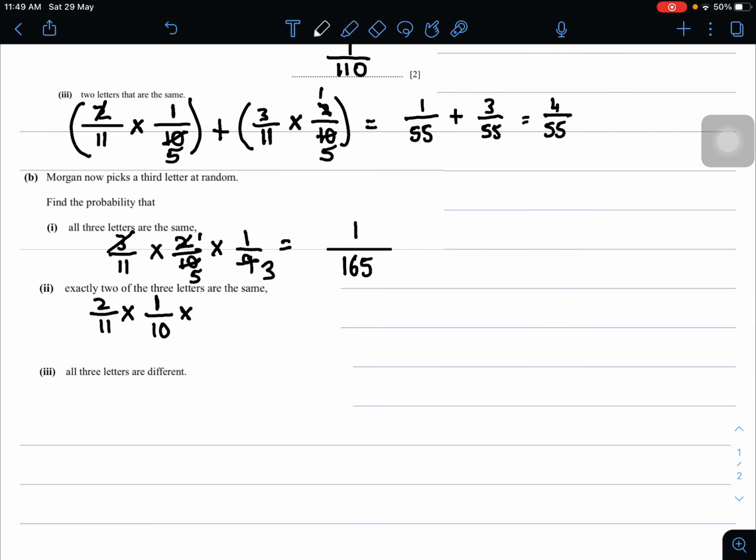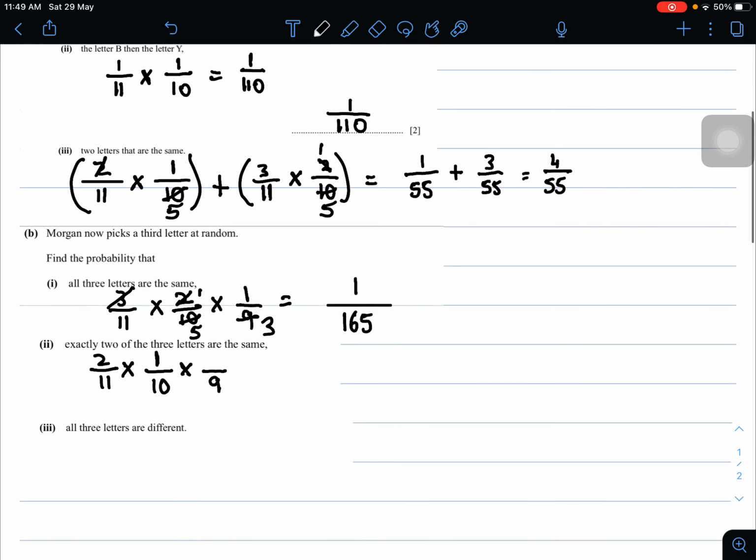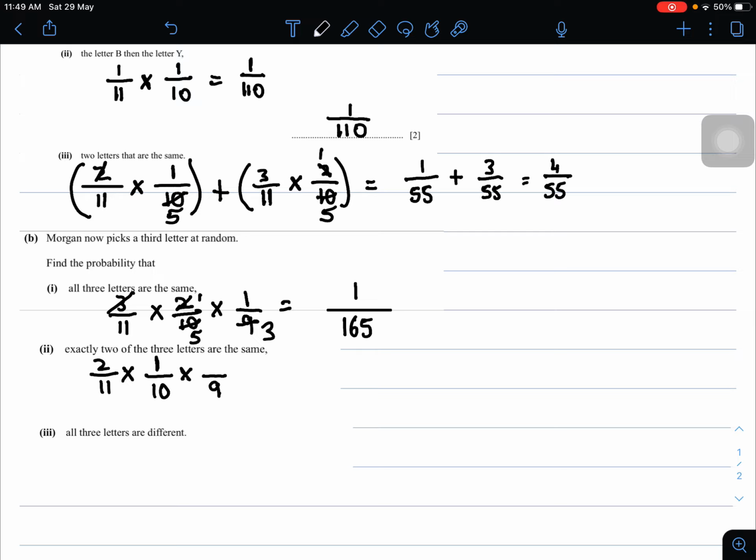Now for the third letter, we need to pick a random letter. There are, of course, you would know, 9 letters left, as we've already picked up 2 cards from before. So there are 9 other letters to choose from, and none of them are S. So you can write 9 divided by 9 as the third pick, as we can choose any of the remaining 9 letters. So this would be your first scenario.